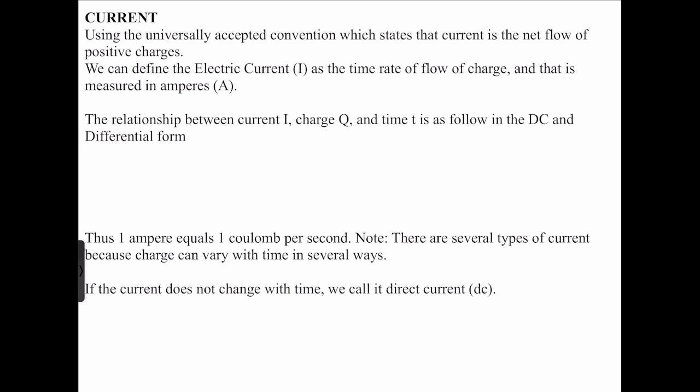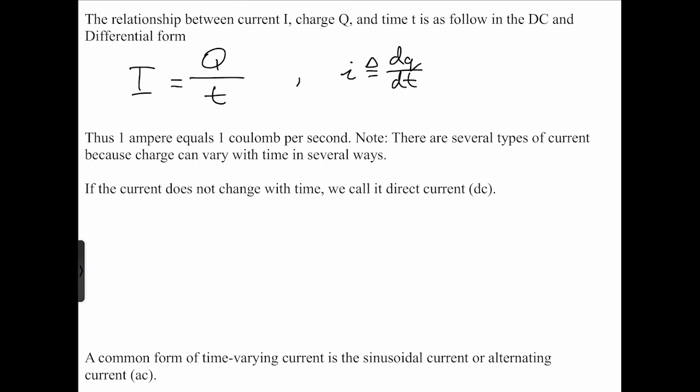alternating. So I, or current, is equal to the charge divided by time. And in differential form, we have the differential of charge dQ over the differential of time dt. Thus, 1 ampere is equal to 1 coulomb per second.